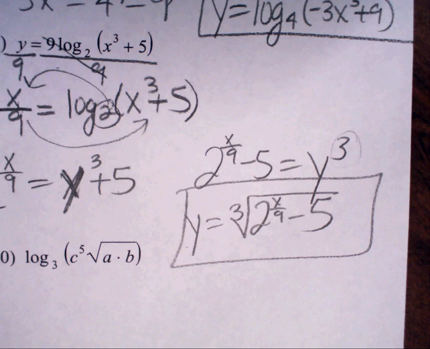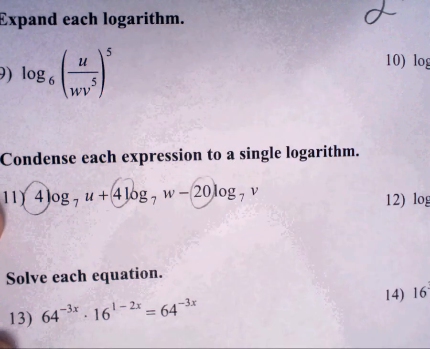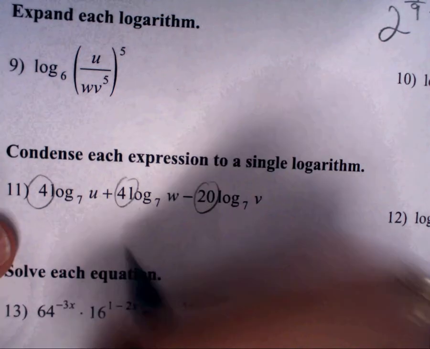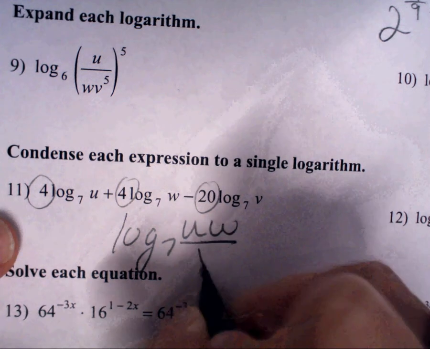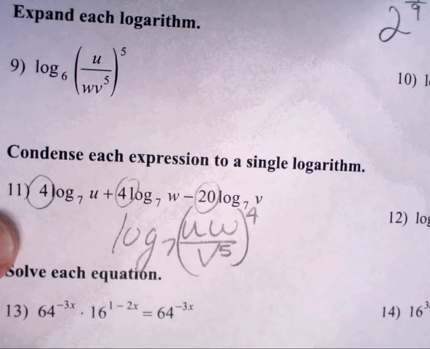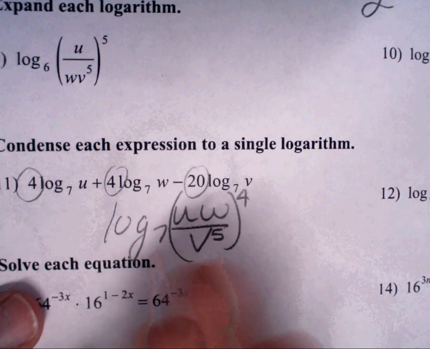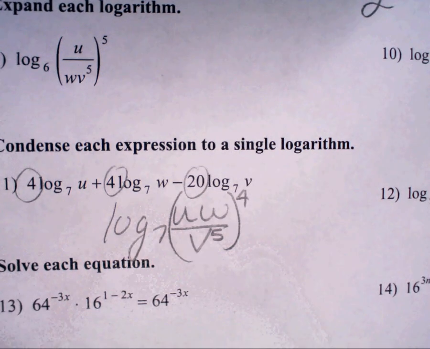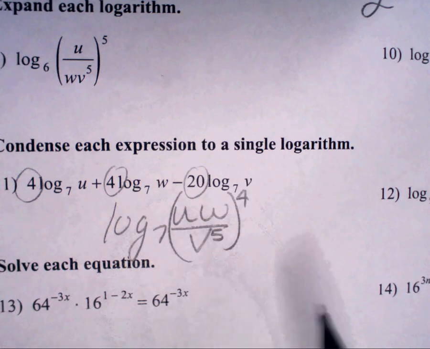Let's look at number 11. So number 11, the best way to rewrite this, if you notice, all of their exponents are divisible by 4. So when I condense this down, u times w over v, I'm going to raise it to the fourth, but the v will have a 5 because this is the better way to write it. There's another way, but I'm looking for the best way. And so this is the best way because, sounds weird, but the parentheses, this form is the most simplified form.